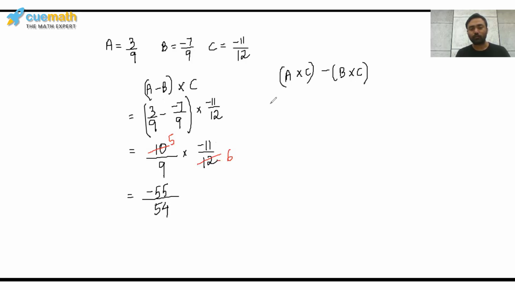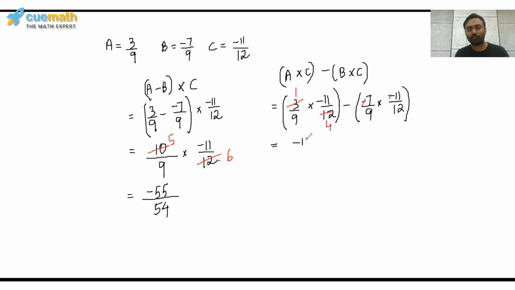Then let's see what we are going to get in case of the second expression, where A is 3 over 9 times negative 11 over 12. B is negative 7 over 9 times negative 11 over 12. Quickly reduce. Let us quickly reduce the numbers. So 3 1s are, 3 4s are. In the second bracket, negative would become positive. So from the first bracket, we are going to get negative 11 over 36 minus 77 over 108.